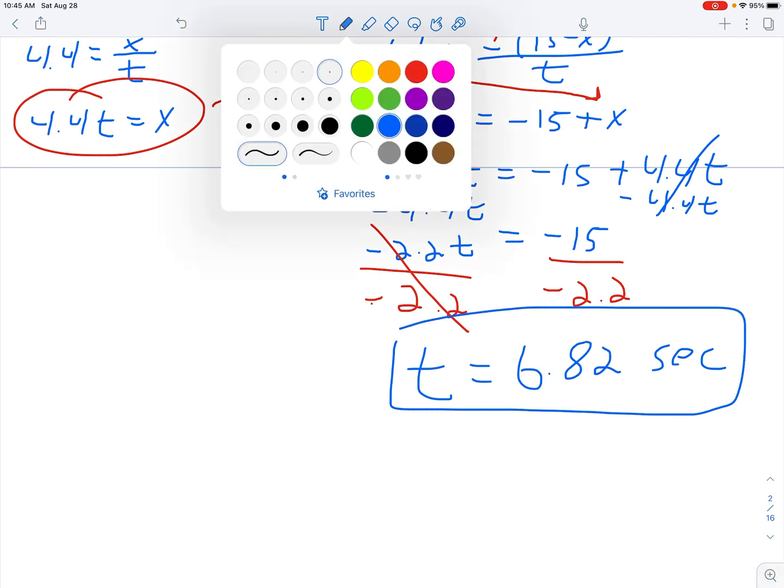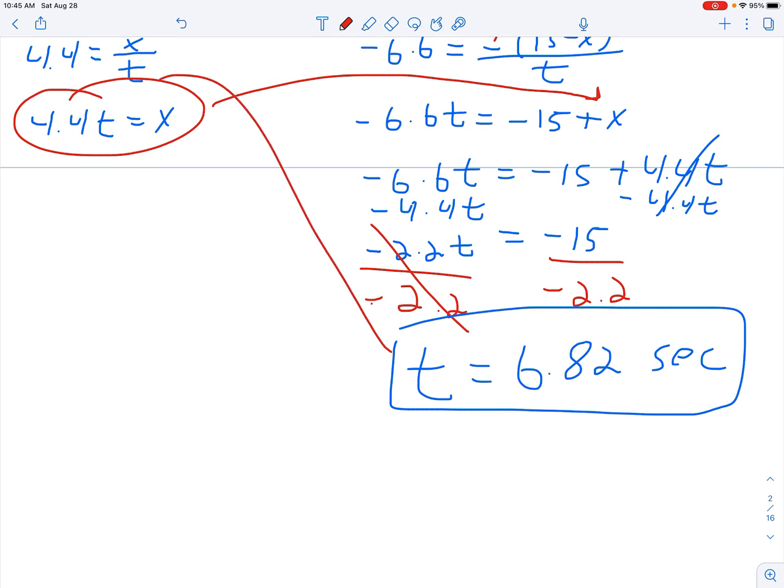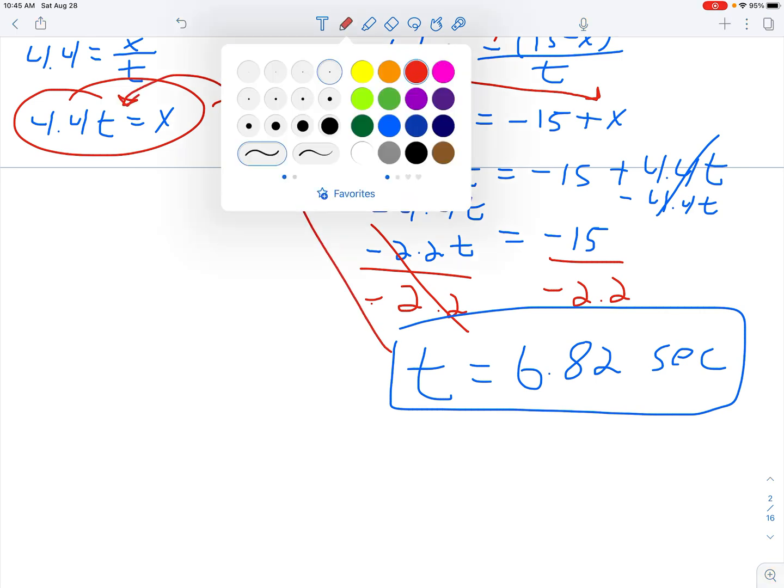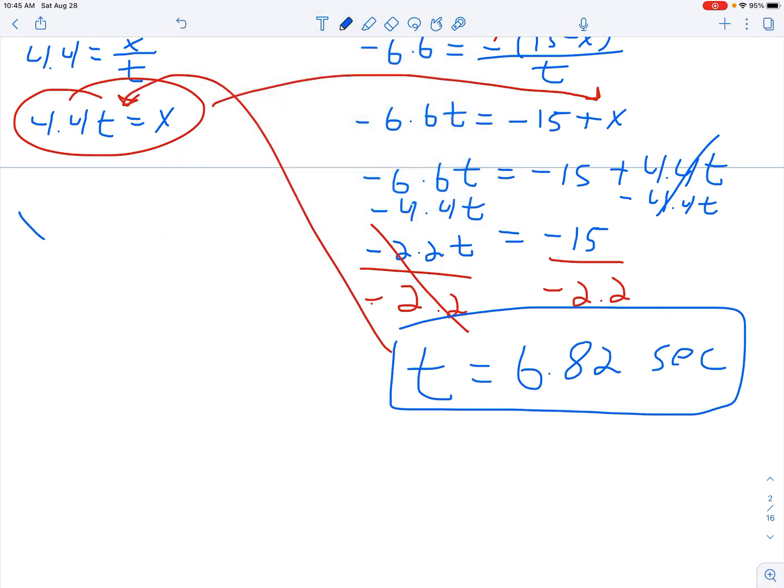And then to get the other one, I'm going to put this right in there. So my x is 4.4 times t. I just found what t was, 6.82, which is equal to, on my calculator, 30.01 meters.